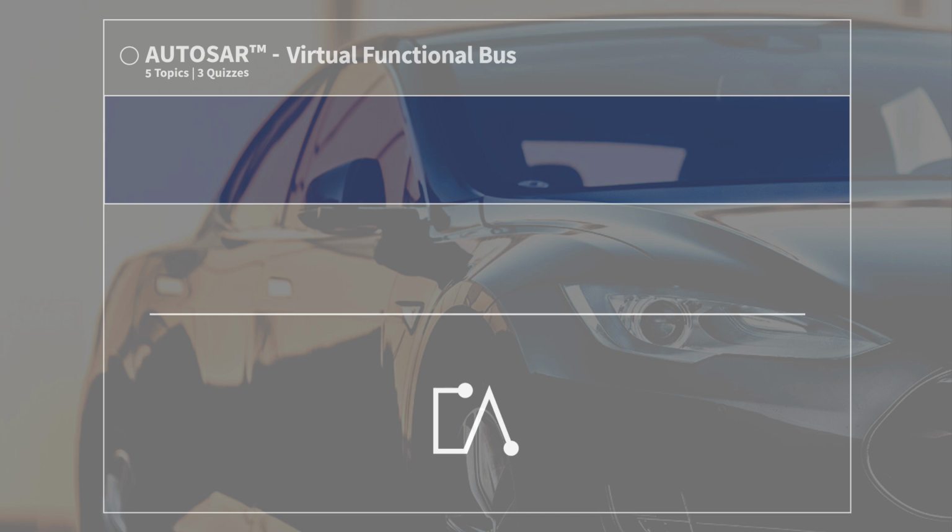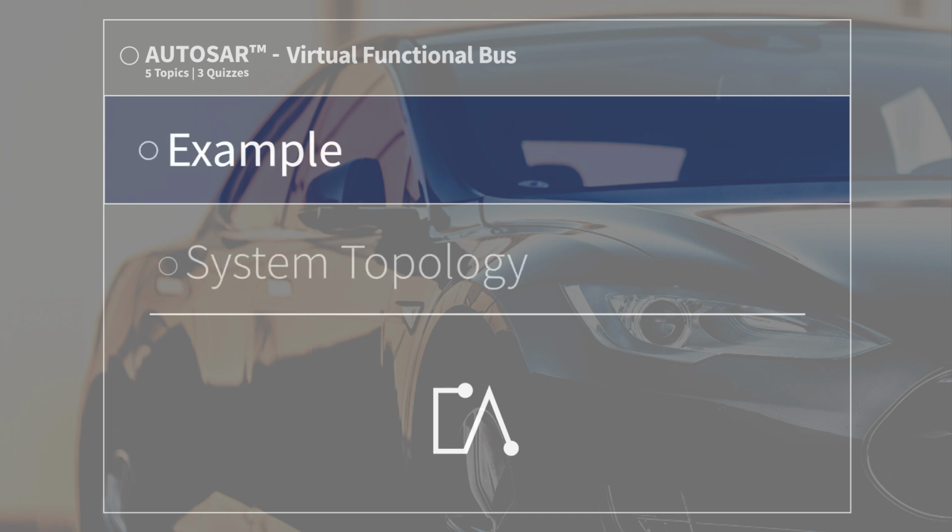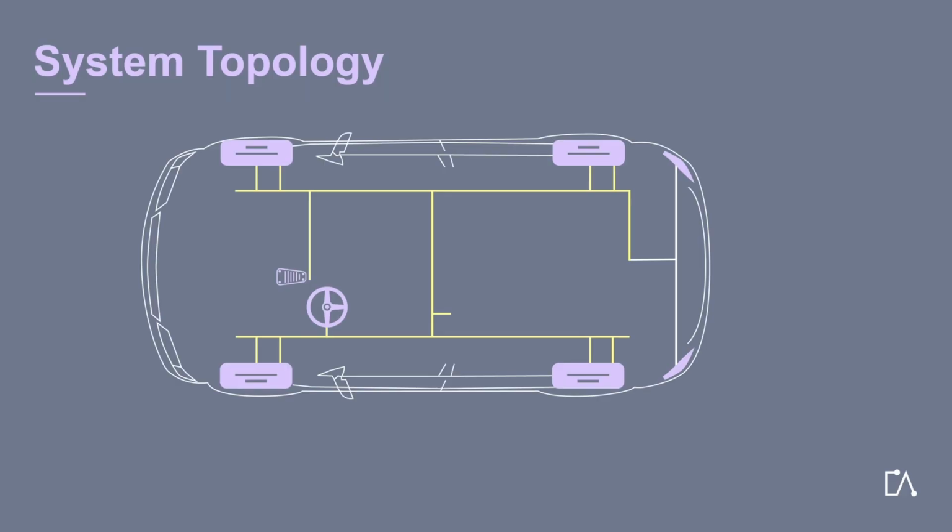AUTOSAR. Virtual Functional Bus. Example. System topology. Now we take a look at the system topology of our brake system.